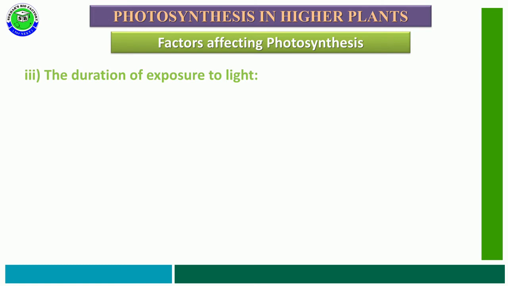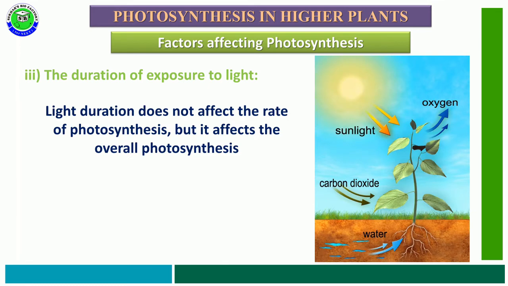And the third component is the duration of exposure to light. Here, light duration actually is not an affecting factor for the rate of photosynthesis, but sunlight can affect the overall process of photosynthesis. This is a component, an external factor, relating light to the rate of photosynthesis.